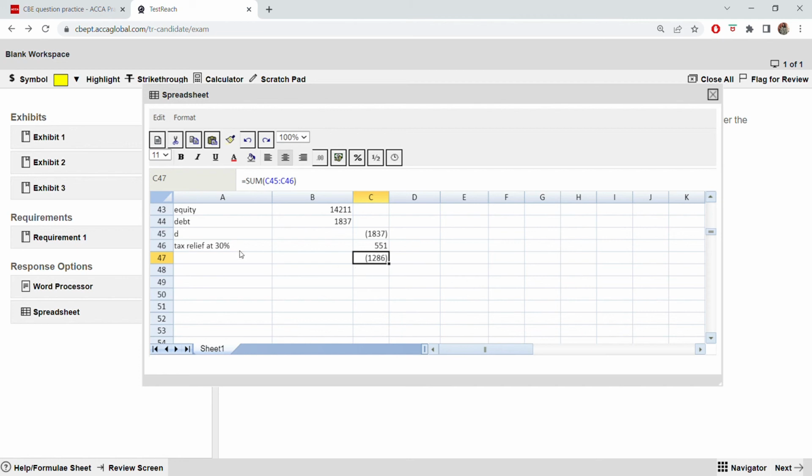But this is the present value of issue cost on debt. This 1286. Okay, present value of. You have to label. Okay, label everything. This and control bold. Okay.